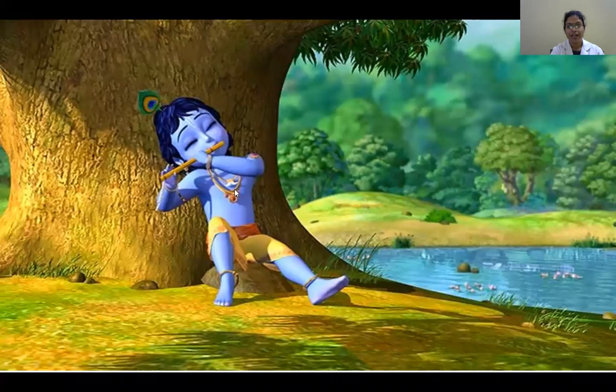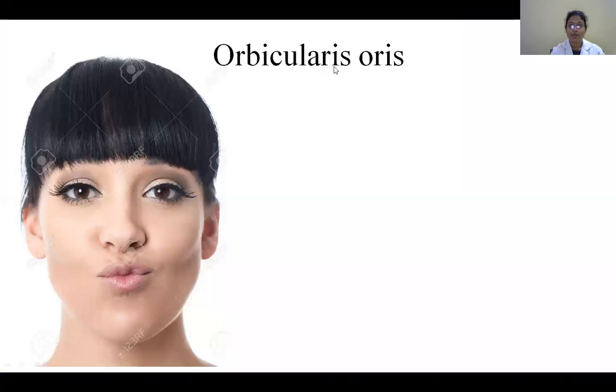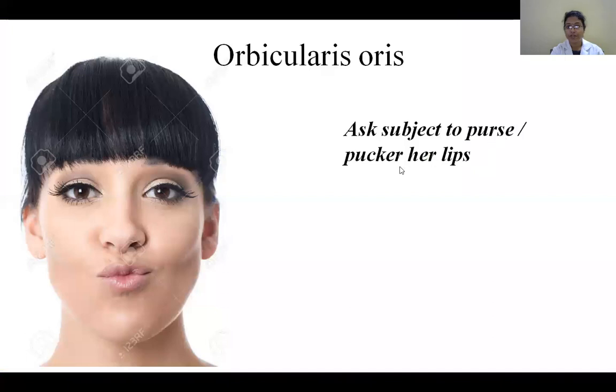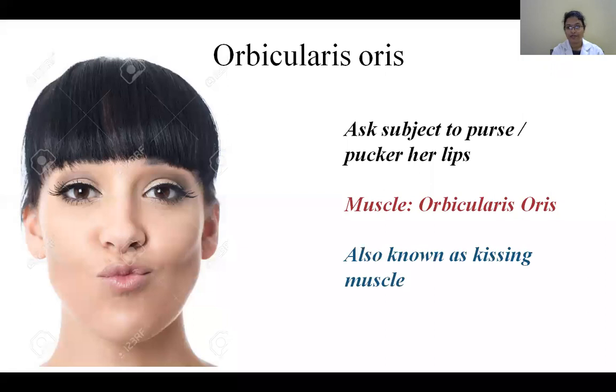So you must be wondering why I have shown the image of Lord Krishna. As you know, Lord Krishna is always seen blowing the flute. So this is another very important muscle which we assess, that is orbicularis oris. So here we ask the subject to purse or pucker her lips like this. So when you are doing this, we assess orbicularis oris. Oris is mouth, oculi is near the eyes. This is also known as the kissing muscle.